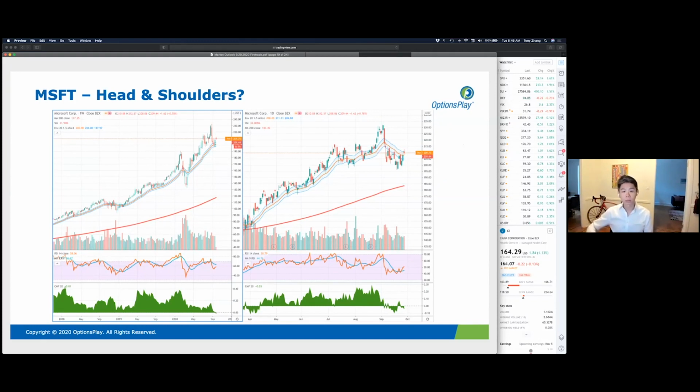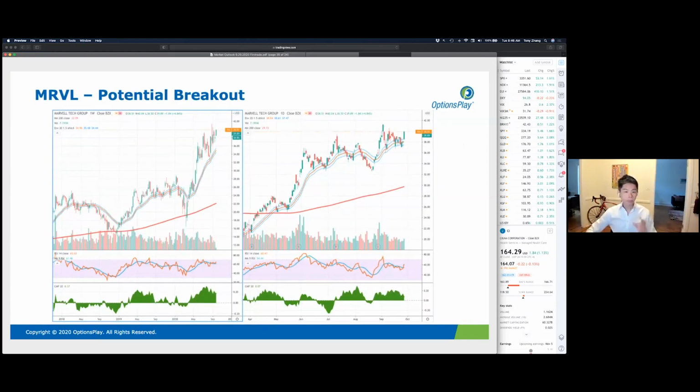So keep an eye out for some of these names. You can draw a very similar type chart for most of the tech names, but we're starting to see this head and shoulders formation potentially on equity markets, on tech names. So keep an eye out for that. On the flip side, you have some names that have invalidated that topping formation, such as some of the semiconductor stocks. So Marvell's starting to break out to the upside. As you can see, over the past few weeks consolidating a little bit, but yesterday starting to break out and potentially breaking out above that all-time high and continuing higher.